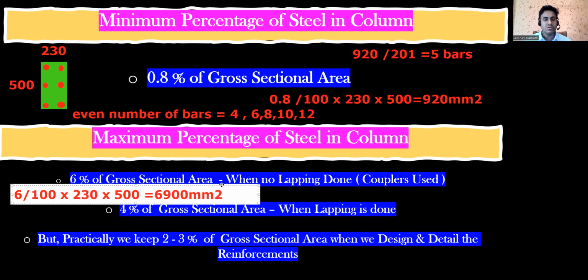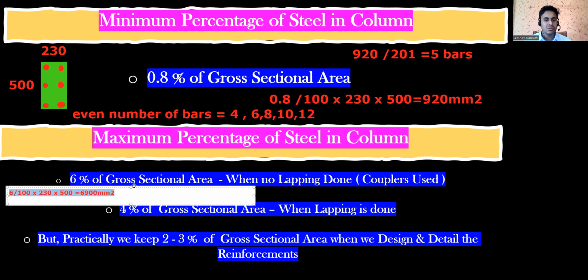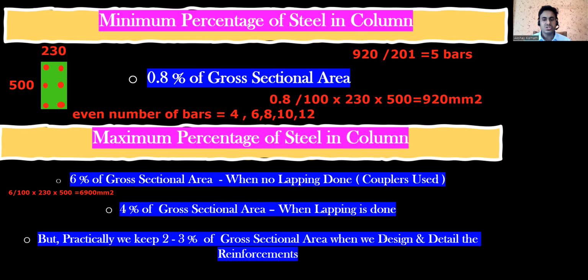So where shall I keep it? I'll reduce the size. Next is 4%. So 4 divided by 100, multiplied by 230, multiplied by 500, because the column size remains the same. Again, 230 into 500 into 4 divided by 100 gives 4,600 mm square. Again, it is on paper.